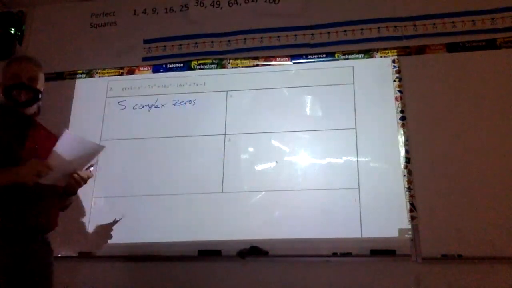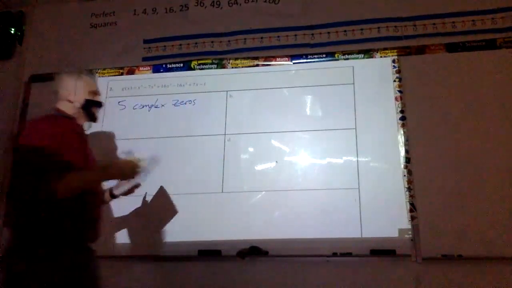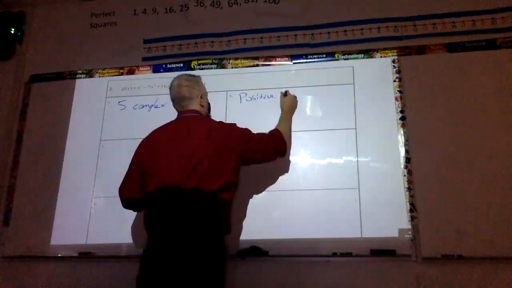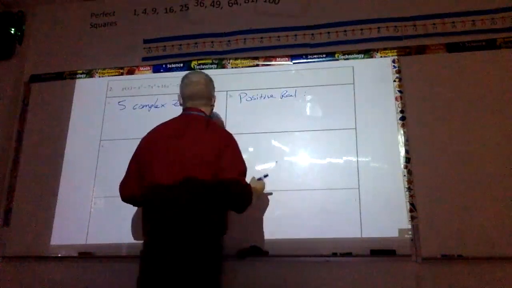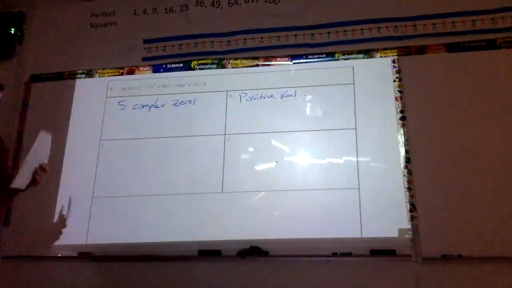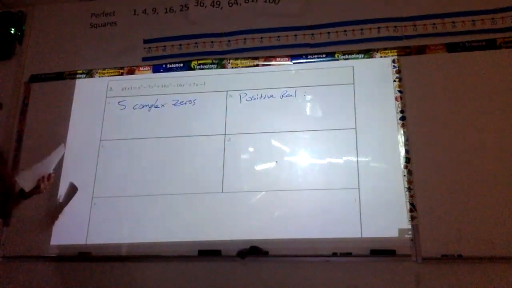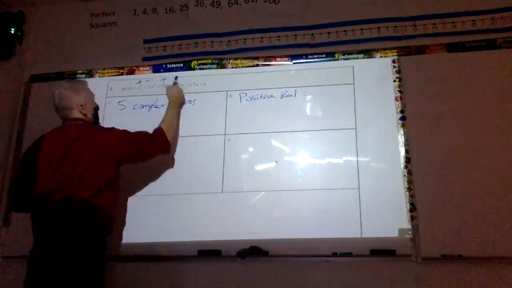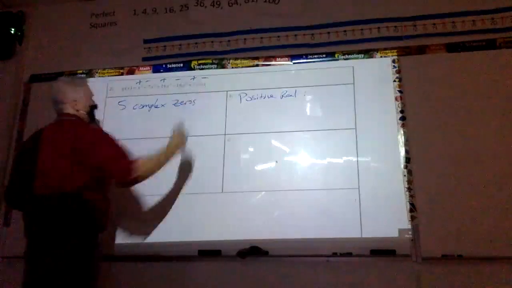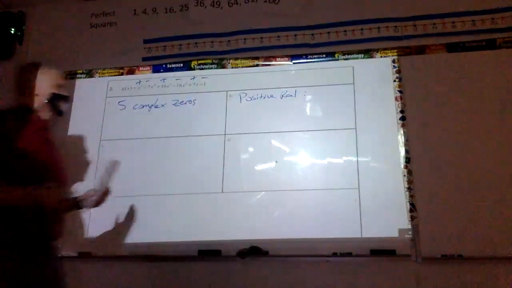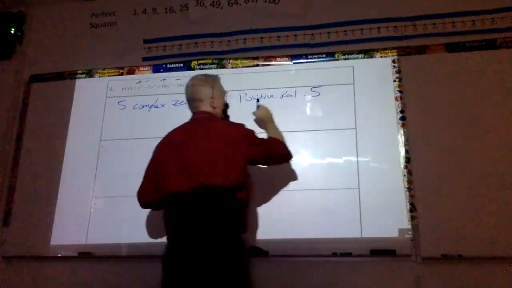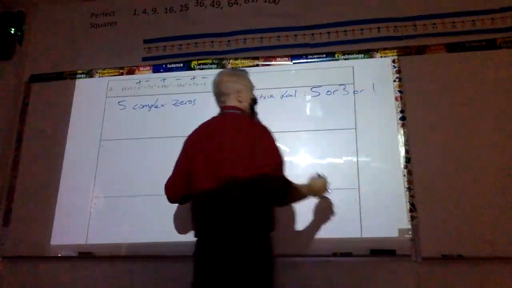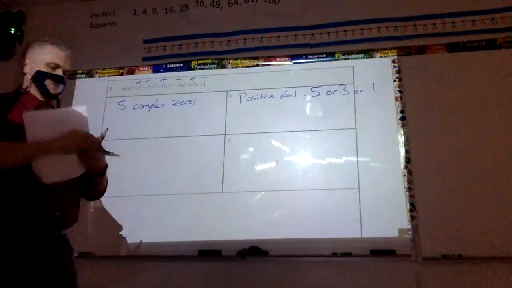For B, positive real zeros. Lucy, how do we figure out how many positive real zeros we have? Sign changes. Plus, minus, plus, minus, plus, minus. How many do we got? 5. So positive reals: 5, 3, or 1. Good, awesome.